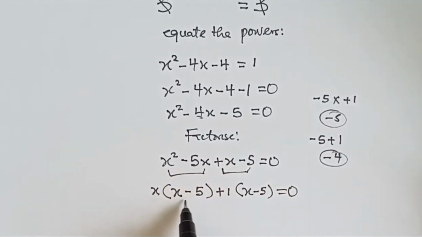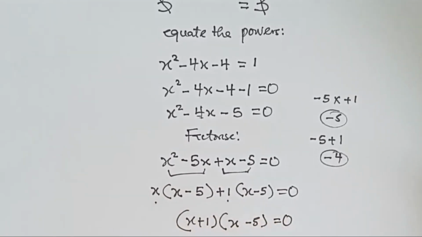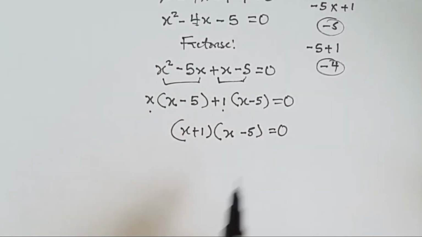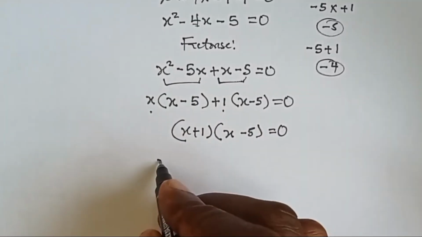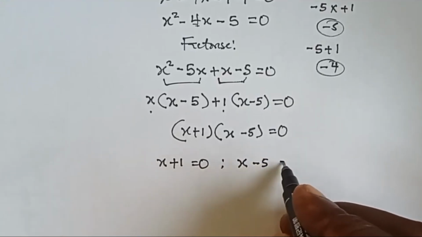And don't forget your bracket, what you have in this bracket must be equivalent to what you have in this bracket. Now let's put this and this together. We have x plus 1, then you take one of the two brackets, x minus 5, everything equals 0. Right, so from here we can equate each bracket to 0. That means we have x plus 1 equals 0, and also x minus 5 equals 0.